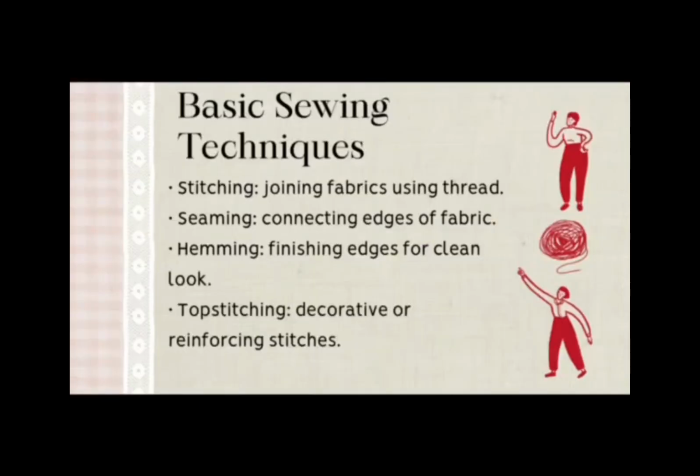Basic sewing techniques. There are several basic sewing techniques we use in textile assembly. Stitching is the process of joining fabric using thread. Seaming connects the edges of the fabric to form structure. Hemming finishes the edges to create a clean look. And top stitching adds reinforcement or sometimes decorative detail. These techniques are the foundation of almost all textile products.